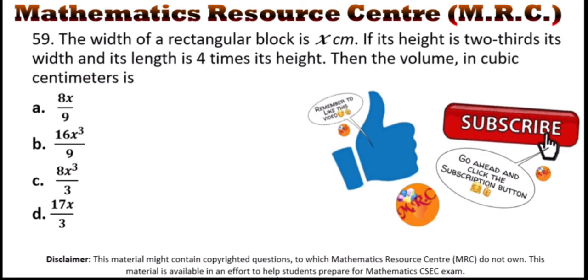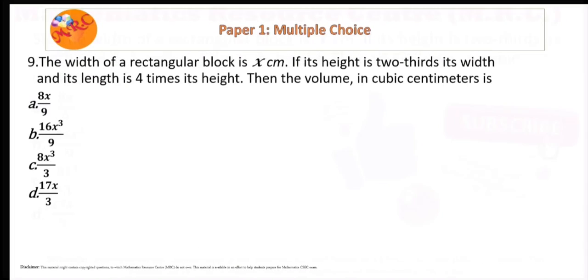Pause the video, read through the question, and we are ready to begin when you are. The width of a rectangular block is x centimeter. If its height is 2/3 its width, so the width is that, the height is 2/3 its width, and its length is 4 times its height. Then the volume in cubic centimeter is.